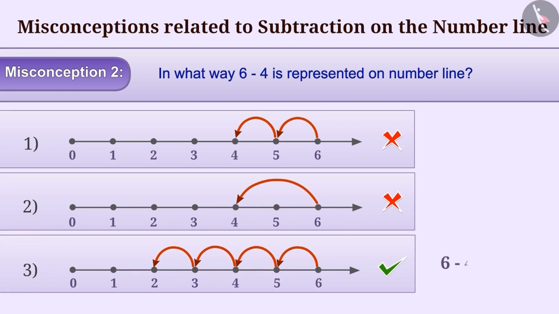The right way to find the value of 6 minus 4 is to start from 6, then move towards the left by taking 4 steps of unit distance each. After taking 4 steps, we reach number 2. This is the answer of 6 minus 4.